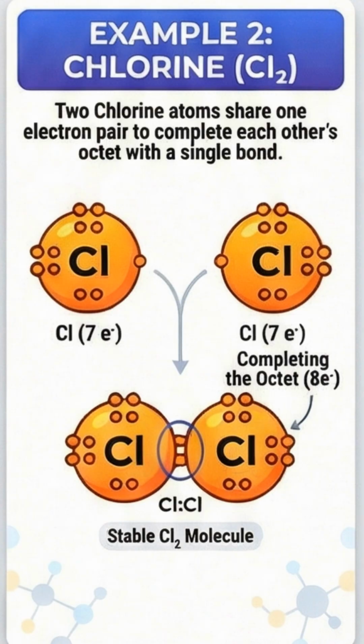Each chlorine atom has 7 valence electrons and needs one more to complete an octet. Two chlorine atoms share a single pair of electrons, giving each access to 8 valence electrons. This single covalent bond holds the Cl₂ molecule together while allowing both atoms to achieve stable octets.